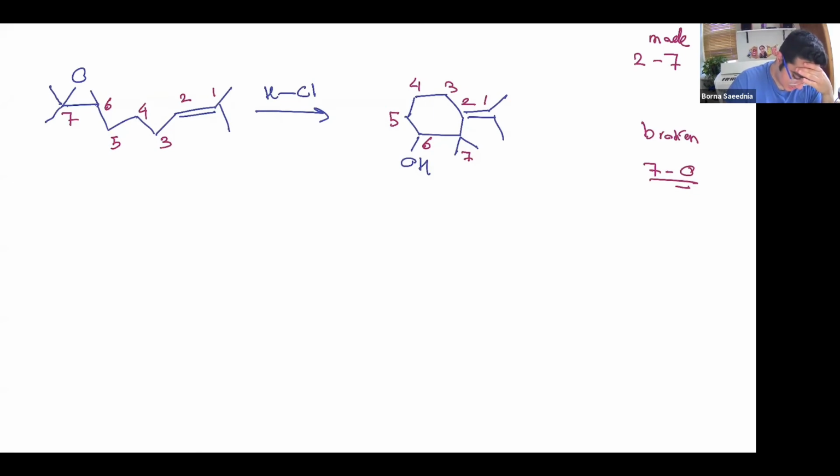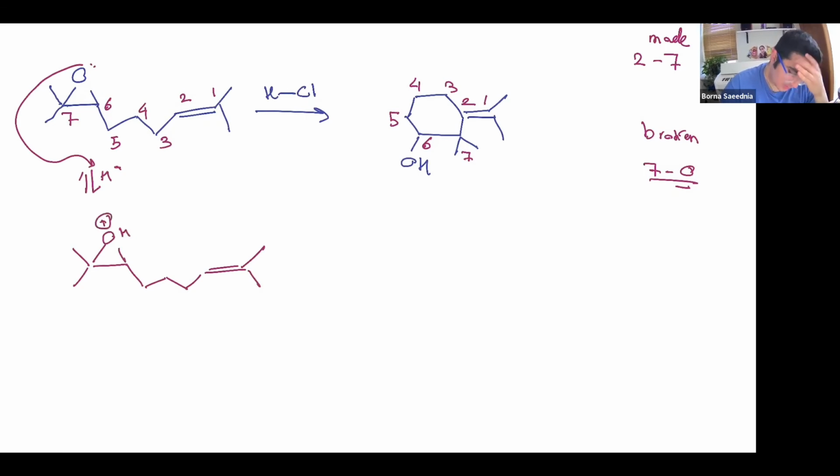So under acidic conditions, as I said, we can protonate the epoxide. That makes a lot of sense. And also it does make sense for my double bond to act as a nucleophile towards the now activated epoxide. And I know that that needs to happen such that a bond is created between carbons 2 and 7. And just so I don't get confused, 1, 2, 3, 4, 5, 6, 7.